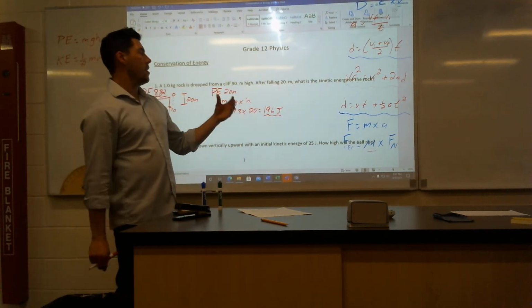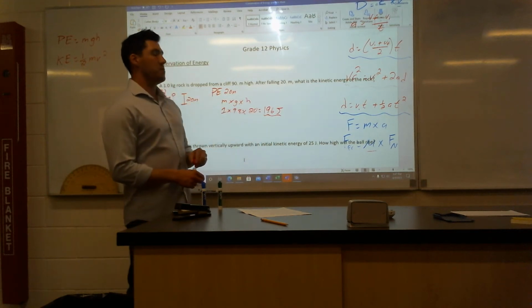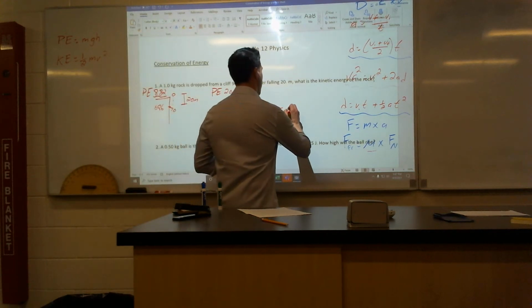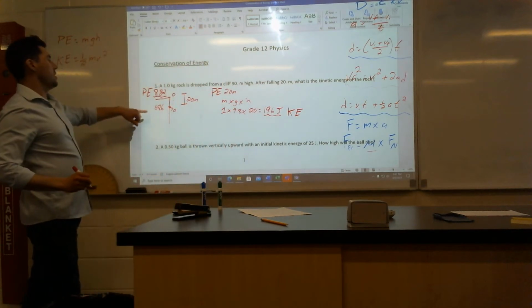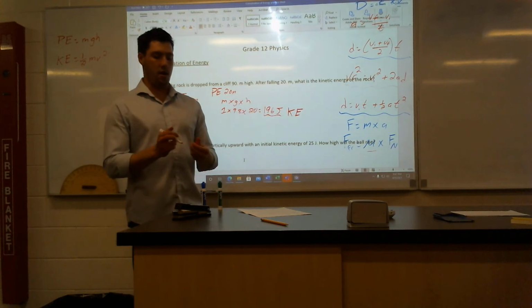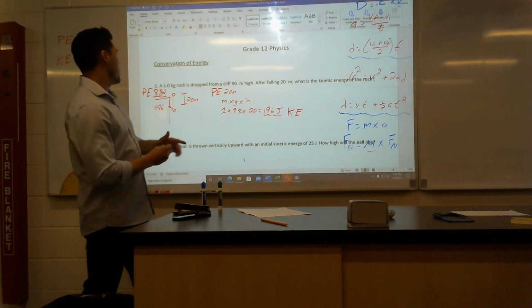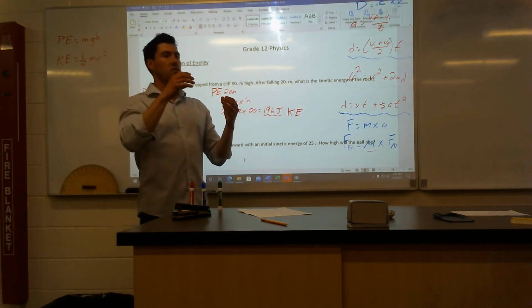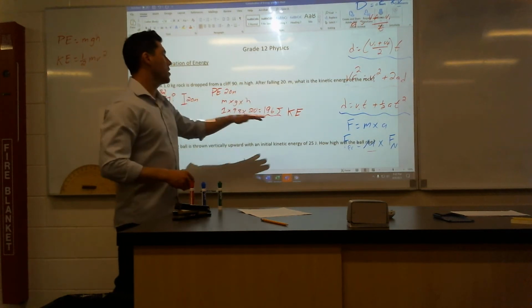That means I've lost 196 of potential energy, which is how much kinetic energy I now have. This is what it was at 90, this is what it is at 70, and if you subtract those, that's how much kinetic energy you have. Again, if you add this 196 and 686, you get 882. We haven't lost any energy, we've just converted it from potential to kinetic.